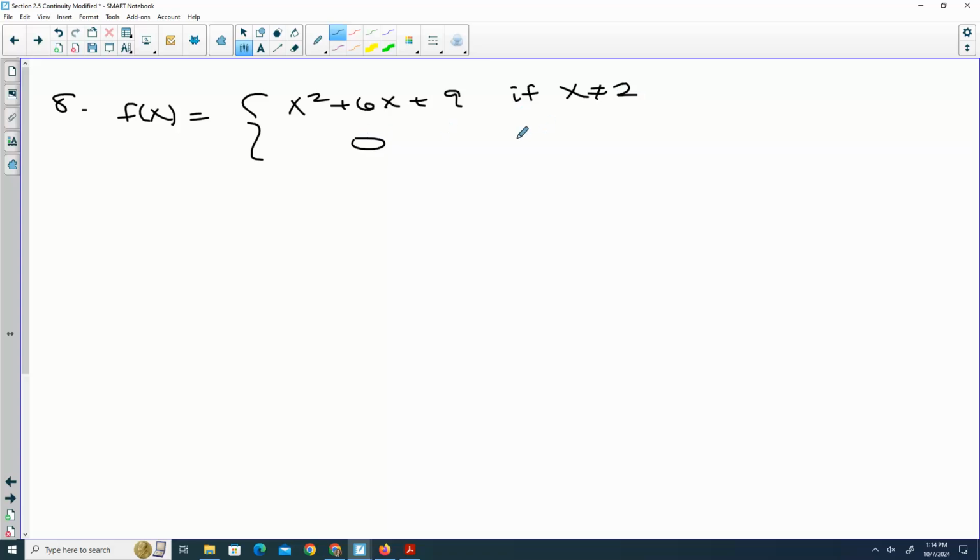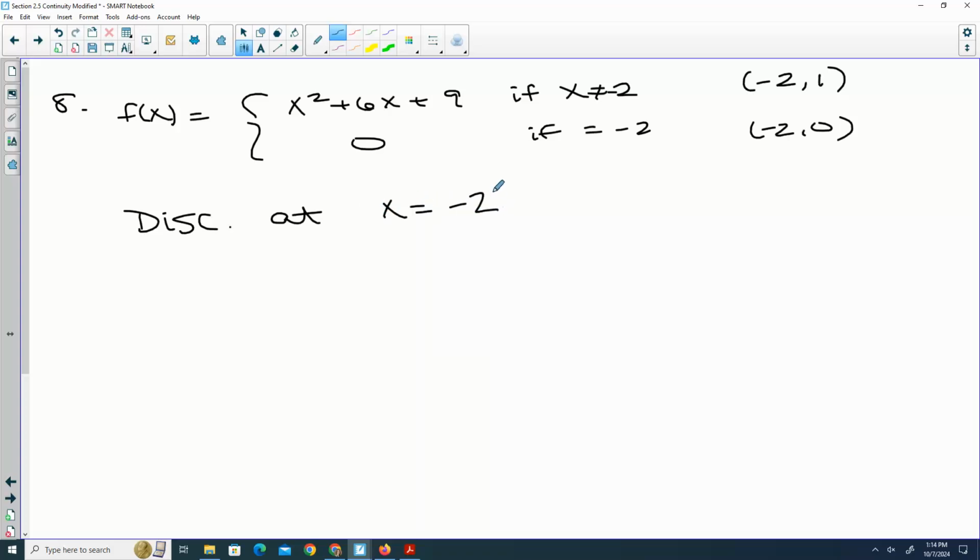Where should we be concerned? -2. So if you put a -2 into the top, you get 4 minus 12 plus 9. So that's 1. The bottom is 0, so they don't match. It's discontinuous at -2. Now, we have to be careful.